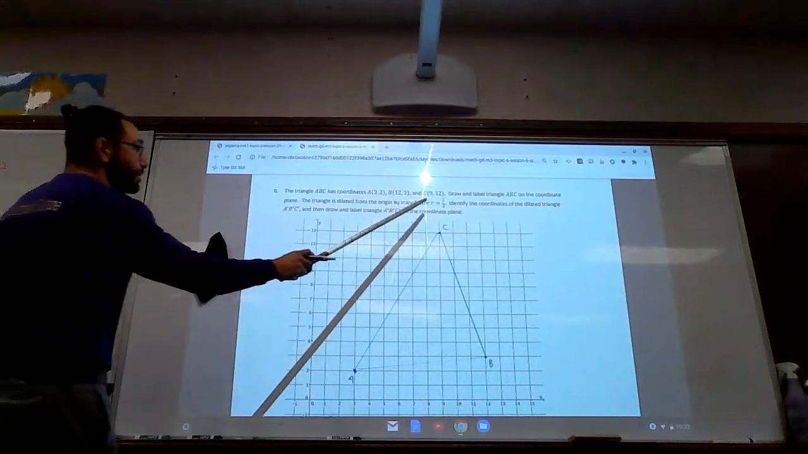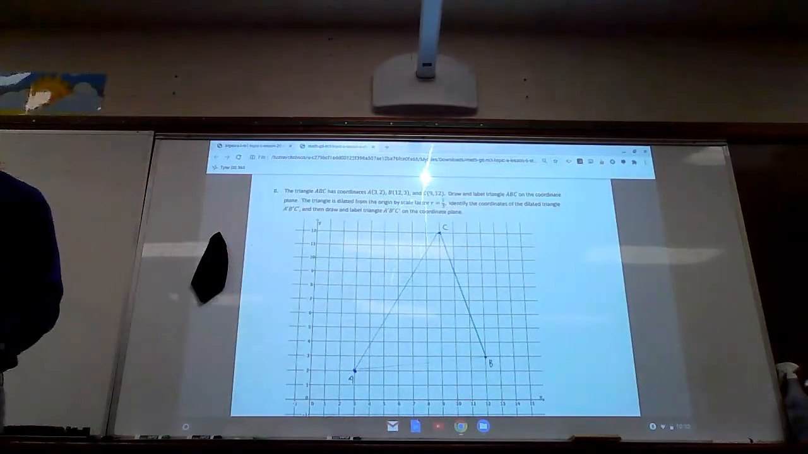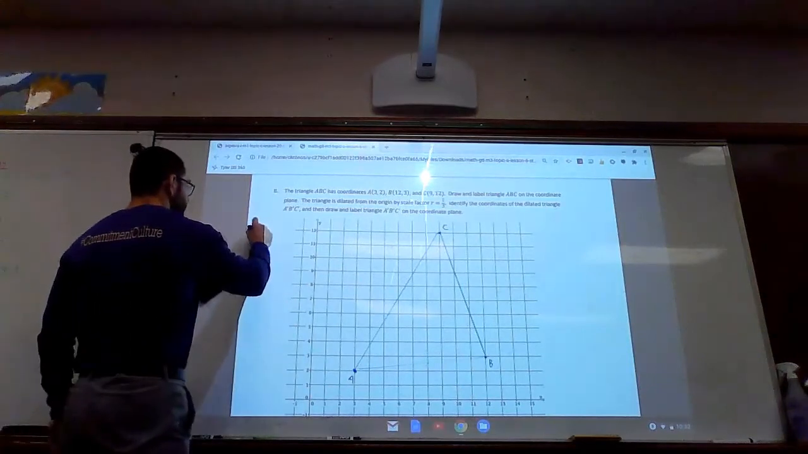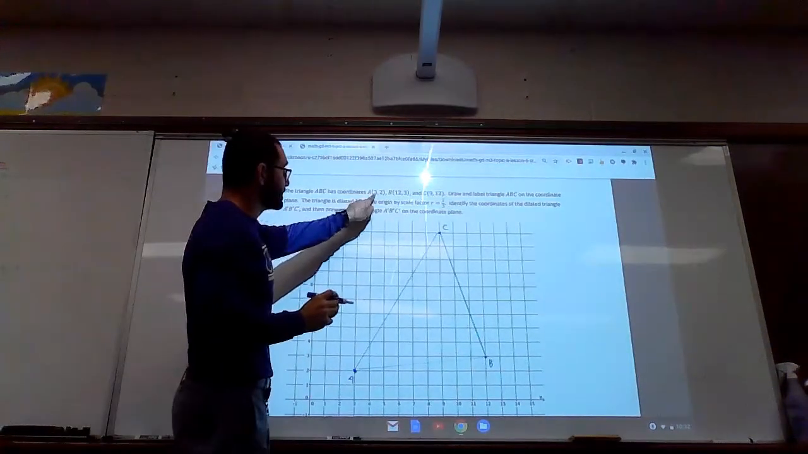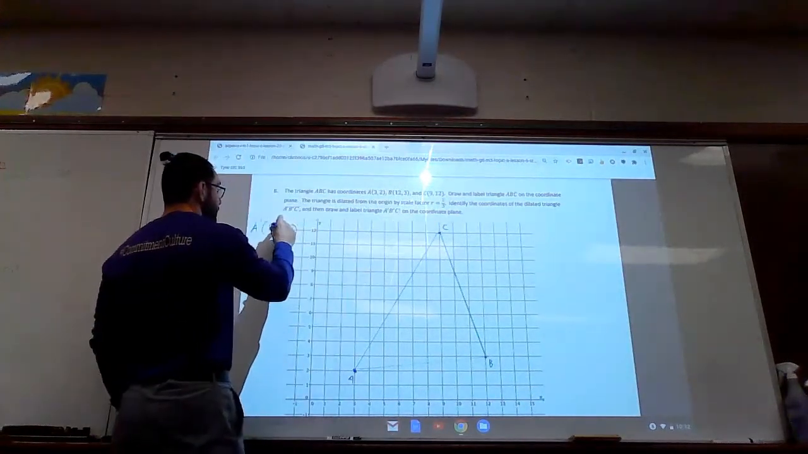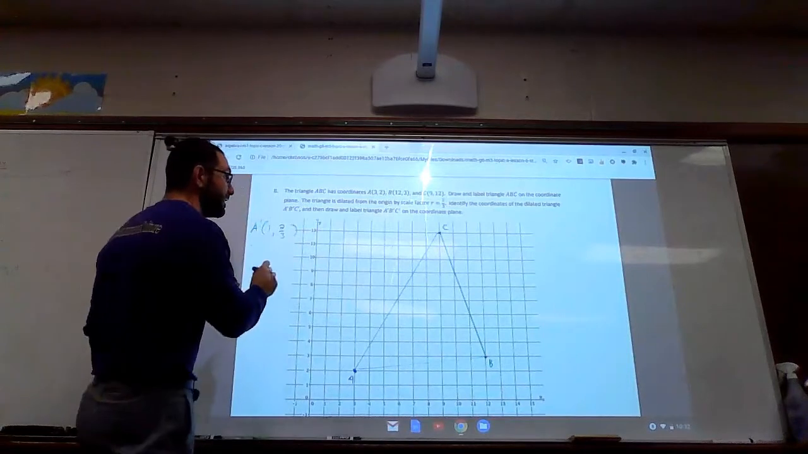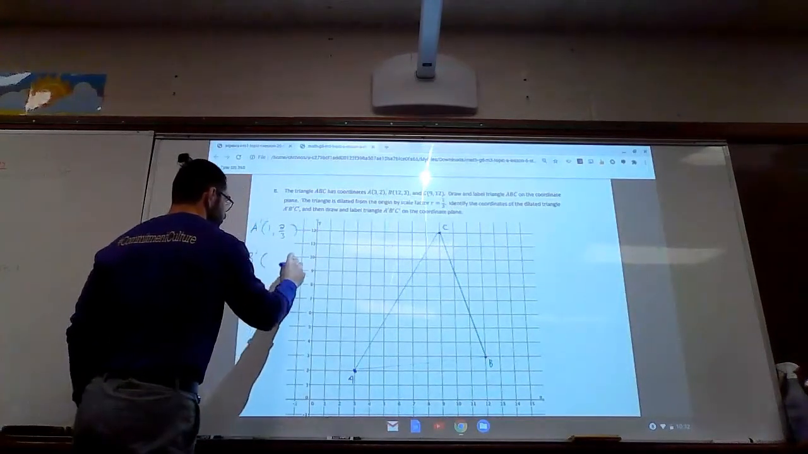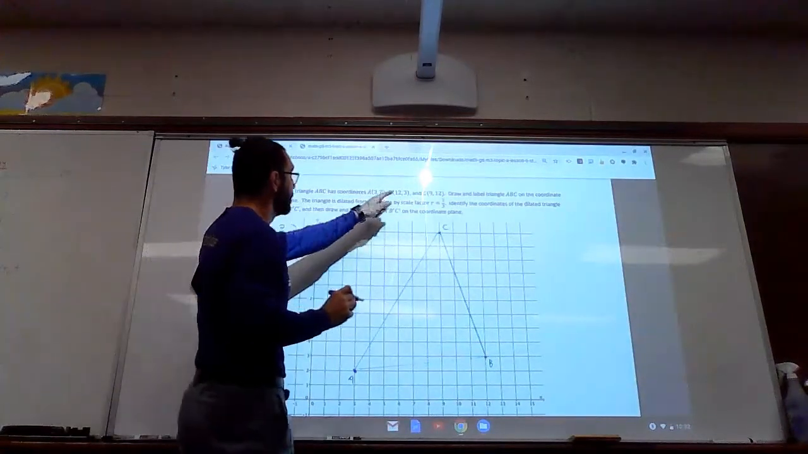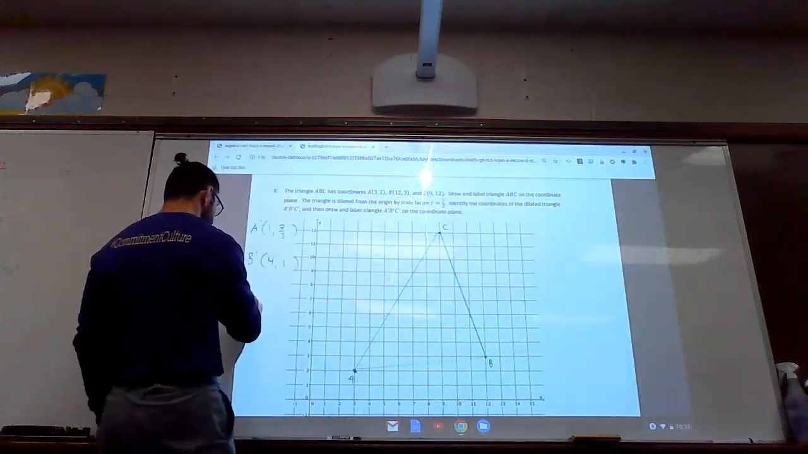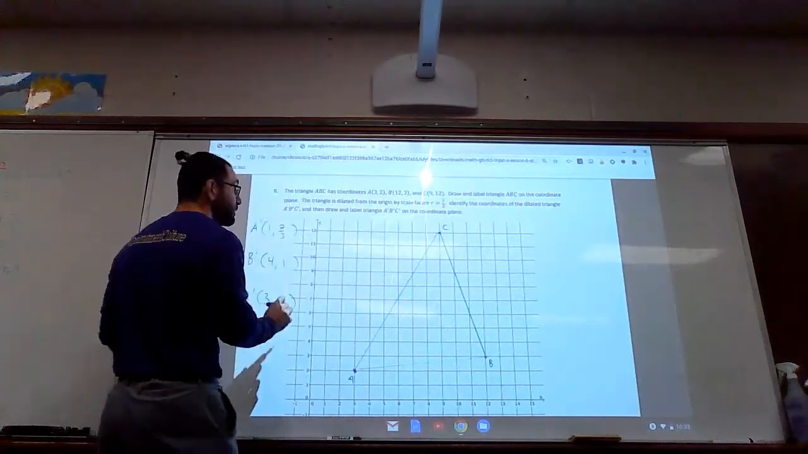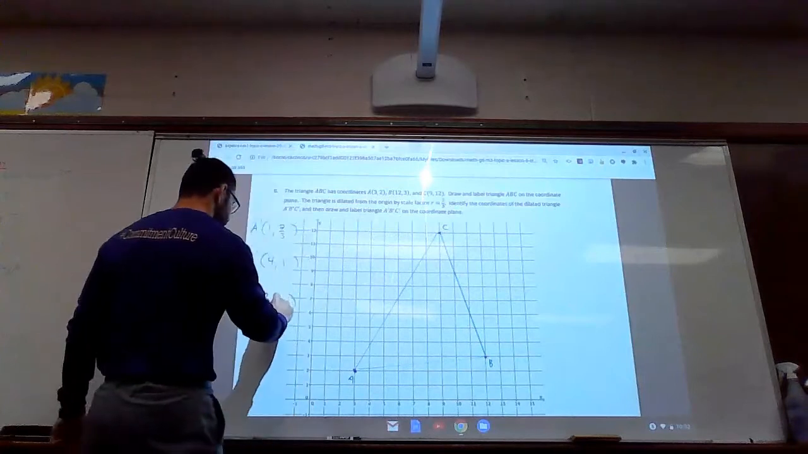Immediately, I know that my scale factor is going to shrink this down. It's going to be a reduction. So A prime is 3 times 1 third, which is 1, and 2 times 1 third, which is 2 thirds. B prime is going to be 12 times 1 third, which is 4, and 3 times 1 third, which is 1. And C prime, 9 times 1 third, which is 3, and 12 times 1 third, which is 4.